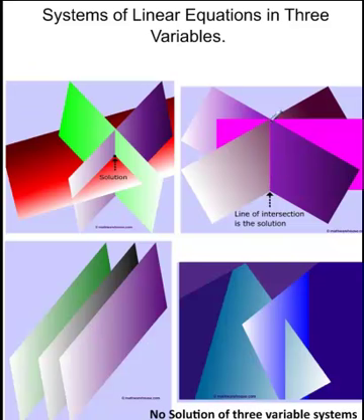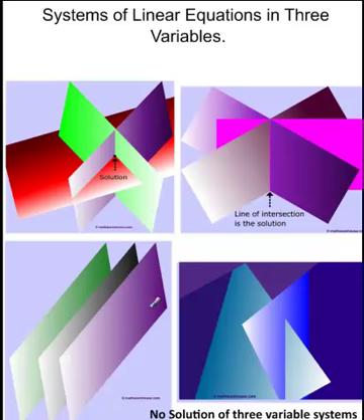And since a line contains infinitely many points, we say that in this case, the system has infinitely many solutions. On these two pictures, the solution of these two systems doesn't exist. There is no solution because these three planes do not intersect at all. If they do not intersect, they have no solutions.